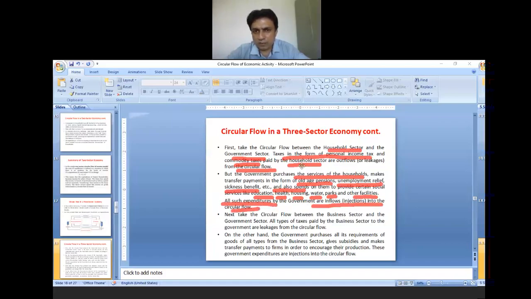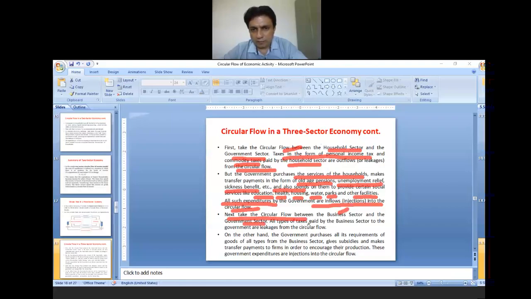So basically, taxes are being paid by the household and the consumer. In lieu of taking the taxes, the government provides education, health, housing, water, and other facilities to the consumers. Next, take the circular flow between the business sector and the government sector.